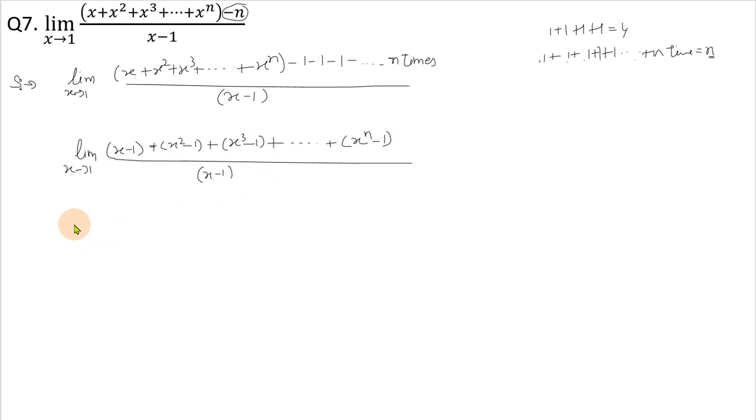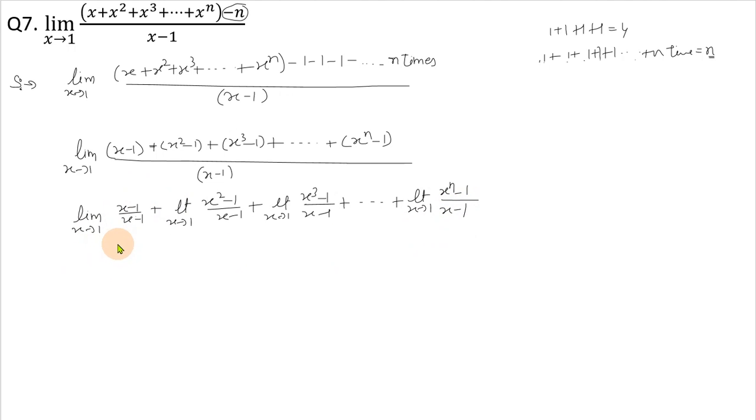The question is simple. I think it is clear to you now. We can separate the terms: x minus 1 upon x minus 1. We have to separate the limits as well. x square minus 1 upon x minus 1, limit x approaches 1. This is x cube minus 1 upon x minus 1 plus and so on. At the last term, limit x approaches 1, x power n minus 1 upon x minus 1.